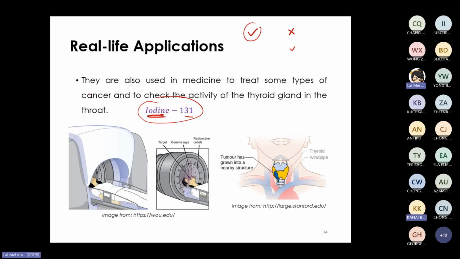Where can you find iodine? Why do you have to break down the iodine? Sometimes in salt you will see iodine. Where else?